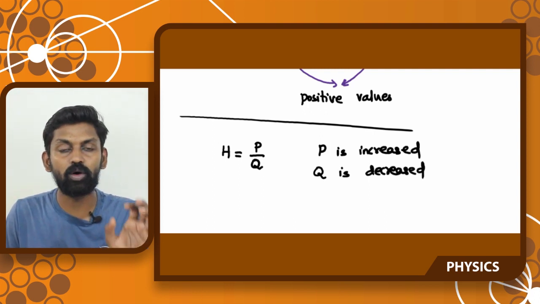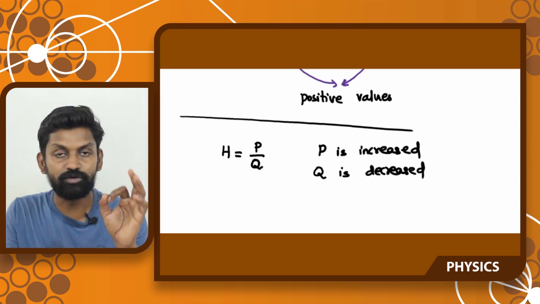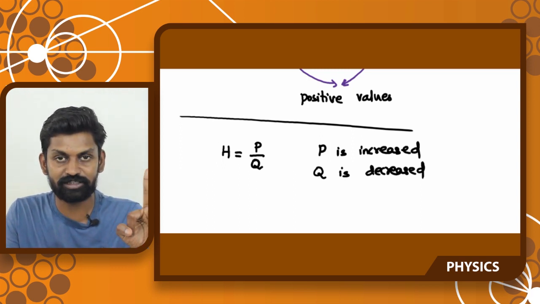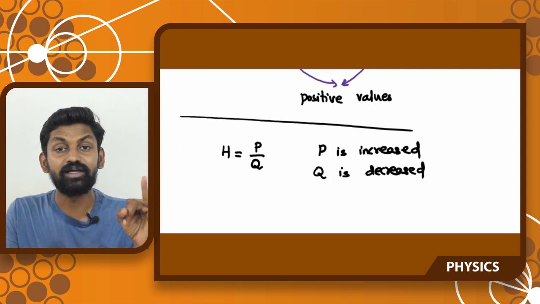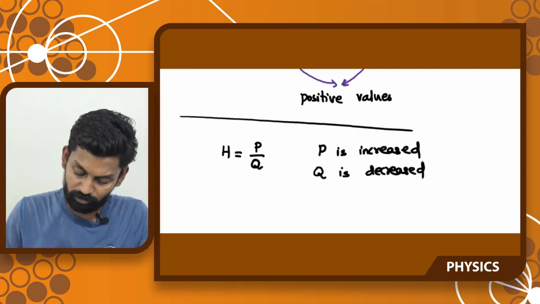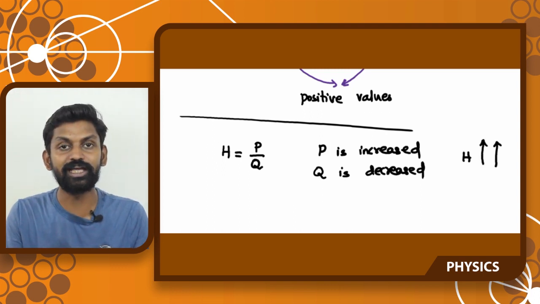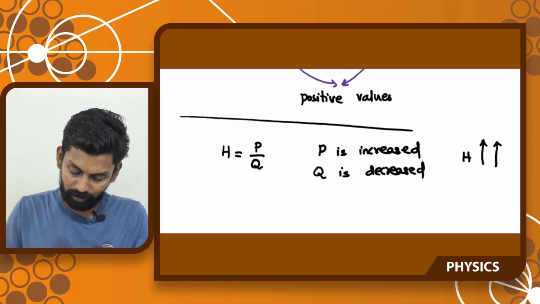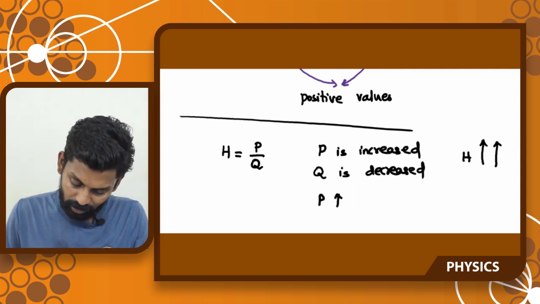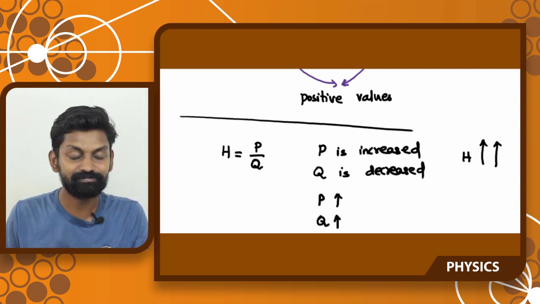What will happen to the overall fraction value? When you increase the numerator, the value of the fraction has to increase. When you decrease the denominator, the value of the fraction again has to increase. If you take both, because of P and because of Q, the value of H is increasing. But now if P is increasing and Q is also increasing, what will happen?